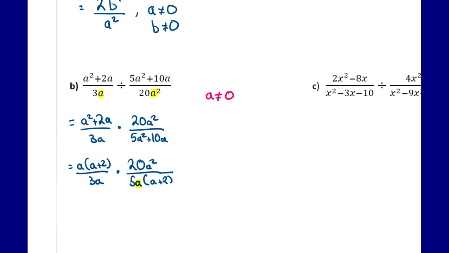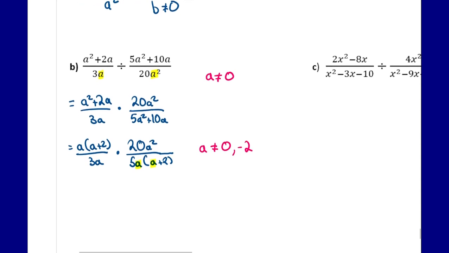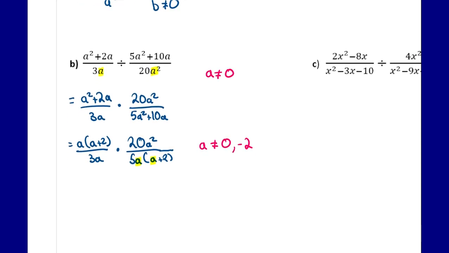However, these two factors on the bottom, I do have to check for restrictions. The 3a I've already done at the beginning. That hasn't changed. The 5a also doesn't change. It still makes a equal 0. However, the a plus 2 adds a restriction. a cannot now also equal negative 2. Okay, I've checked for restrictions.